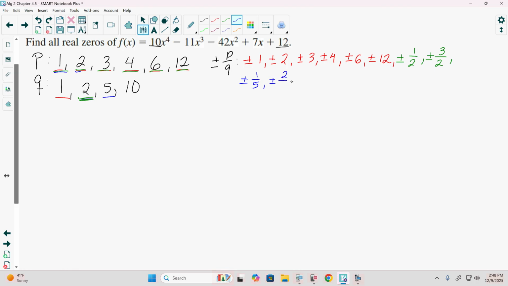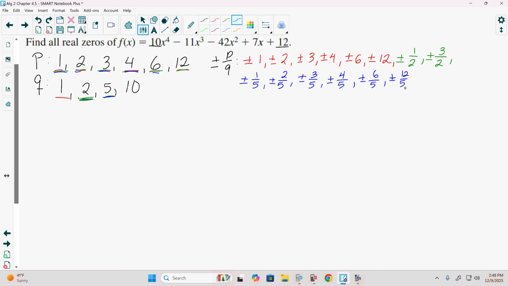2 over 5 doesn't reduce, so we have plus or minus 2/5. 3 over 5 is going to be plus or minus 3/5. 4 over 5 doesn't reduce, so we also have plus or minus 4/5. 6 over 5 doesn't reduce, and 12 over 5 doesn't reduce.